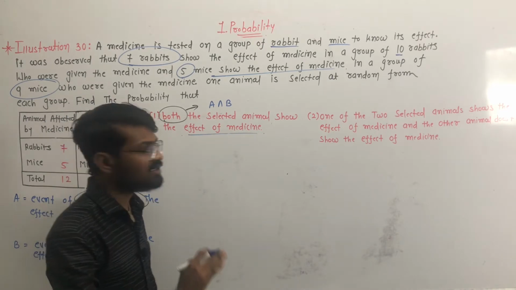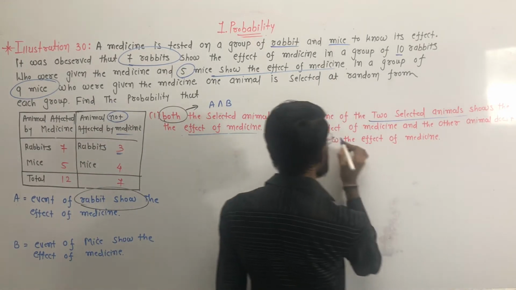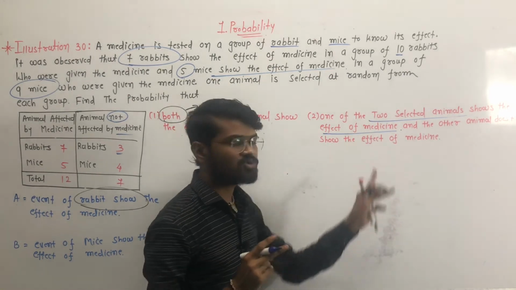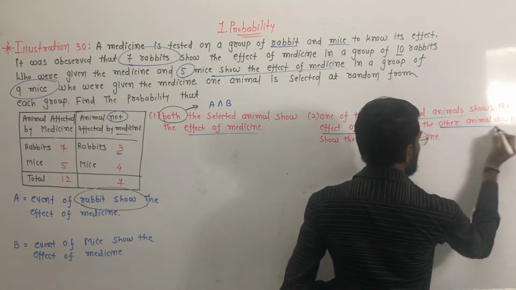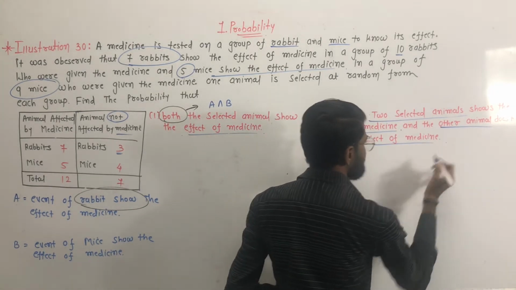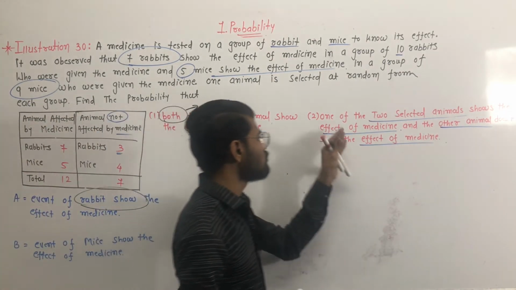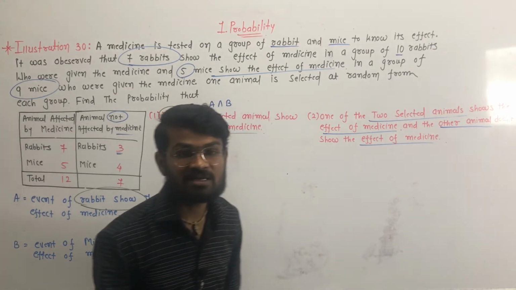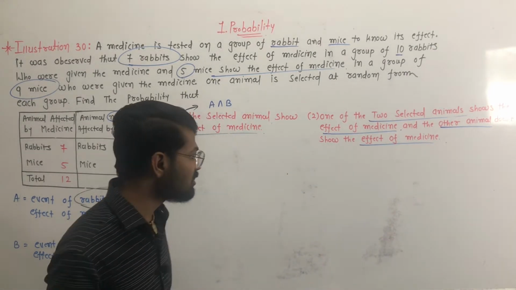Now the second event is that one of the two selected animals shows the effect of the medicine and the other animal doesn't show the effect of the medicine. हमको 2 एनिमल सिलेक्ट करना है, उसमें से एक एनिमल है उस पे ही मेडिसिन का इफेक्ट होता है और दूसरा जो एनिमल है उस पे मेडिसिन का इफेक्ट नहीं होता है. तो यहाँ पे 2 पॉसिबिलिटी हो सकती है.